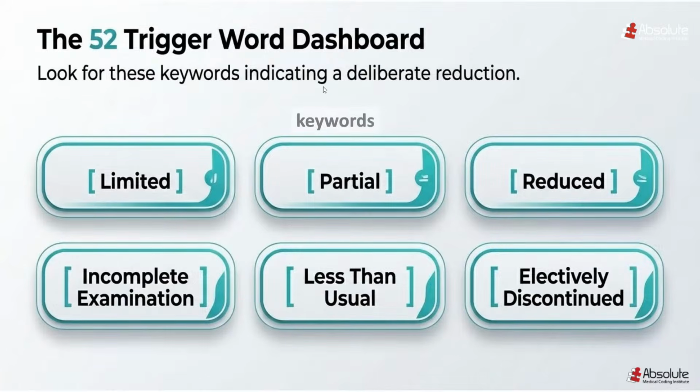And modifier 52 has some keywords: limited, partial, reduced, incomplete examination, less than usual, electively discontinued. These are some keywords in the documentation that will point you to, hey, this is the modifier you should use.